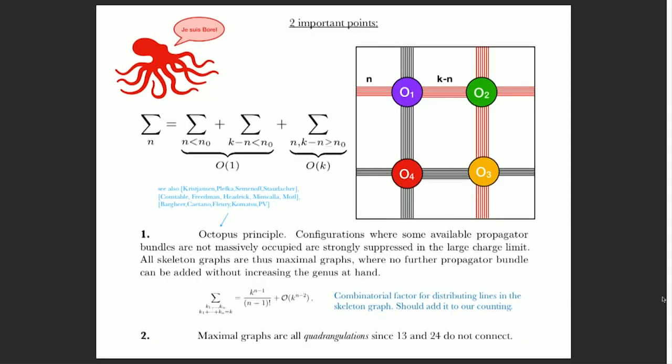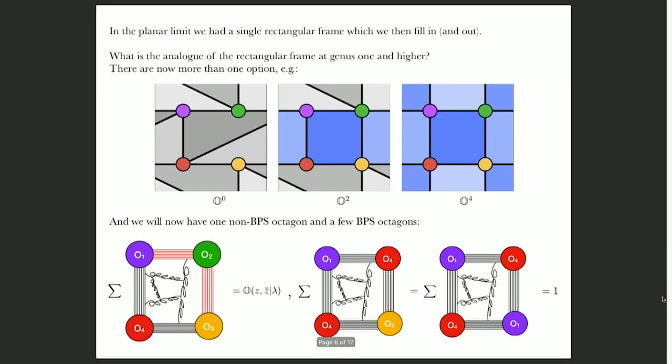Okay, good. So let me now make two comments, which are perhaps the most technical points of the talk, even though they are not very technical. One of them is what we call the octopus principle. Okay? So this octopus principle is the following. Take this graph here. Remember, this was the last one, which gave octagon to the 4.